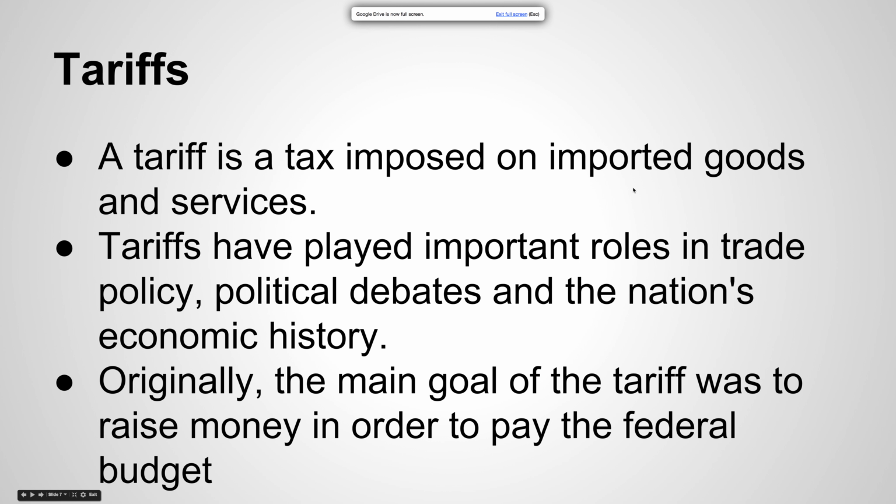Tariffs. A tariff is a tax imposed on imported goods and services. Tariffs have played important roles in trade policy, political debates, and the nation's economic history. Originally, the main goal of the tariff was to raise money in order to pay the federal budget.